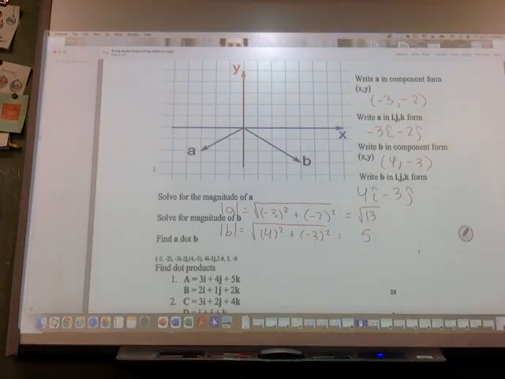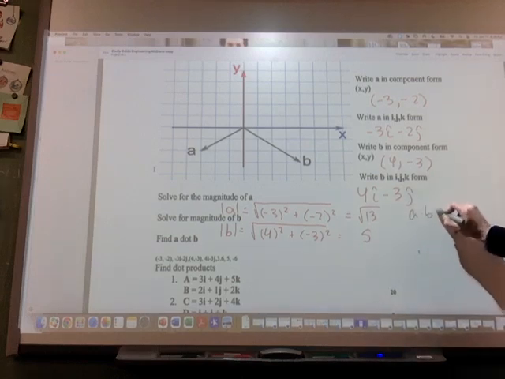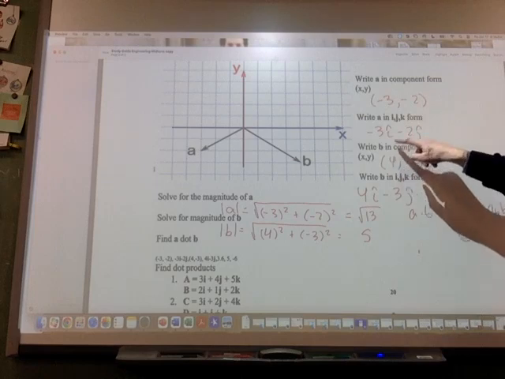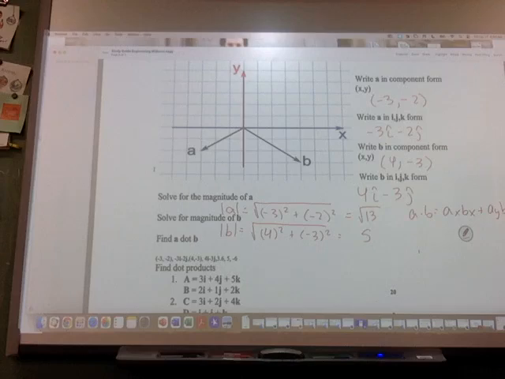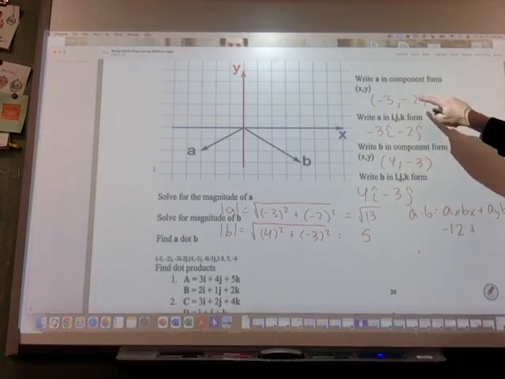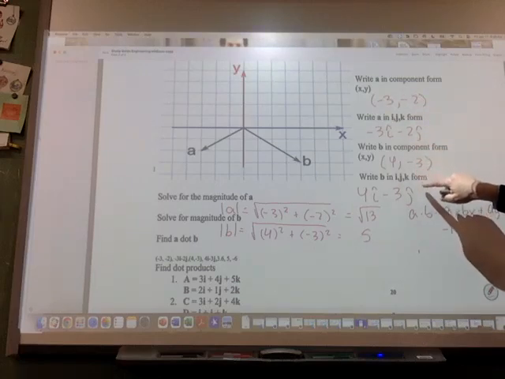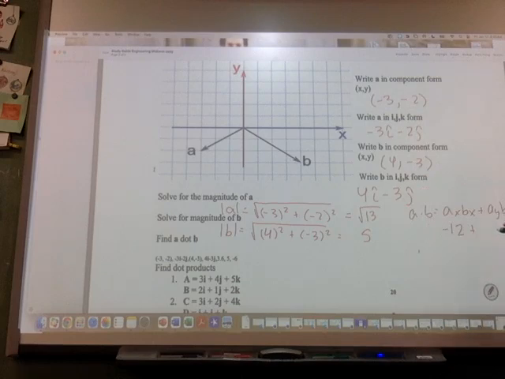Our dot products again. So if I do A dot B, it's going to be AX BX plus AY BY. So AX is -3, BX is 4, -3 times 4 is -12. AY is -2, BY is -3, -2 times -3 is +6, and then -12 plus 6 is -6.